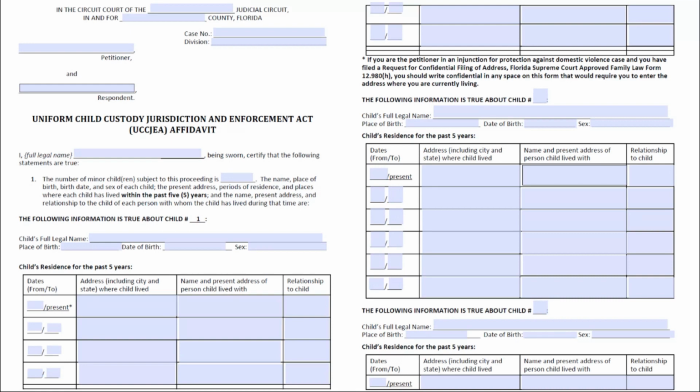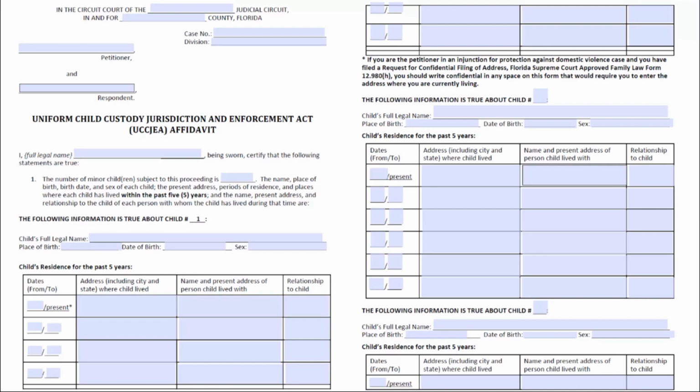You must then state the address where the child lived during that period of time, including city and state, in the space provided. To the right of that box, you must indicate the name and present address of each person that the child lived with during that period of time. And you must indicate the relationship that person who the child lived with has to the child at present.